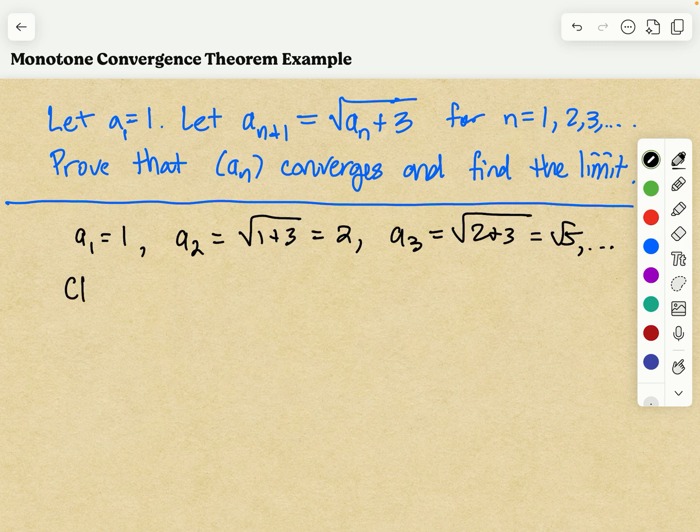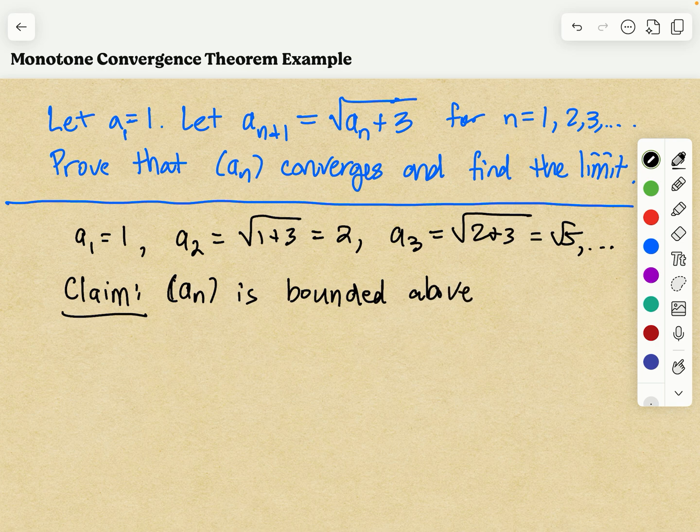So the first claim is that the sequence is bounded above. Well, to prove this, we usually want to have an actual upper bound. And the question is, how do we come up with the upper bound? If you look at some simple numbers, 1, 2, the square root of 5, at least from the first three numbers, it's not apparent that the sequence is even bounded above, right? It might not be bounded above if you just look at the first three numbers.